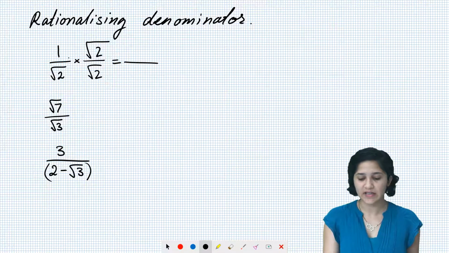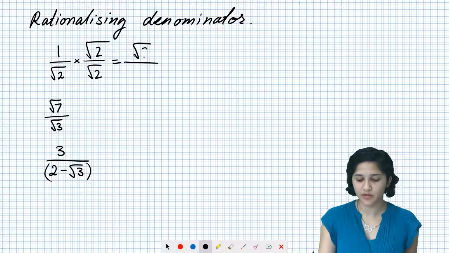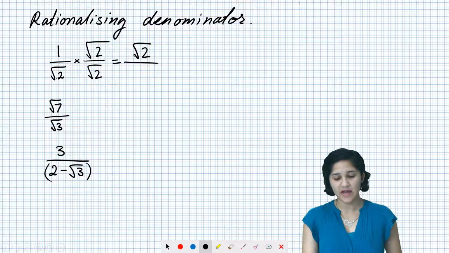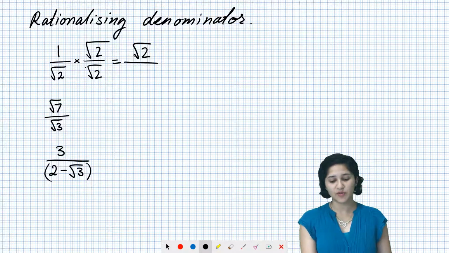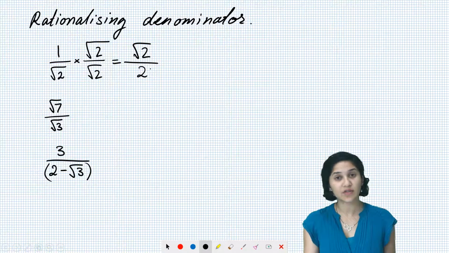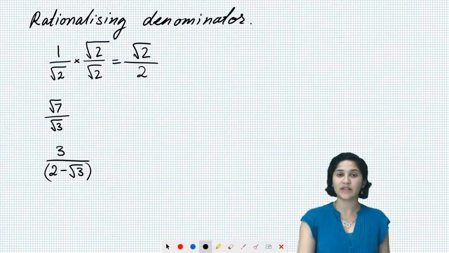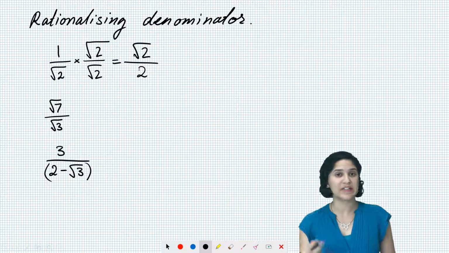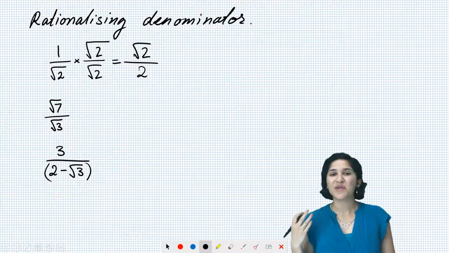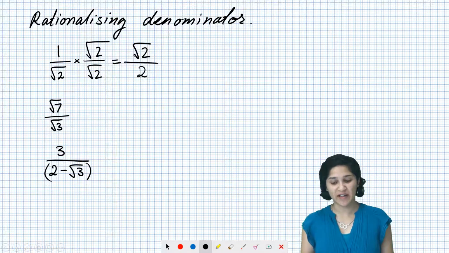So what that gives us is on the top, we get square root 2, 1 times square root 2. And on the bottom, we get root 2 times root 2, which is just 2. Now we haven't actually changed the number because we multiplied the top and bottom by the same thing. But the number on the bottom is now rational, so we have rationalized the denominator.